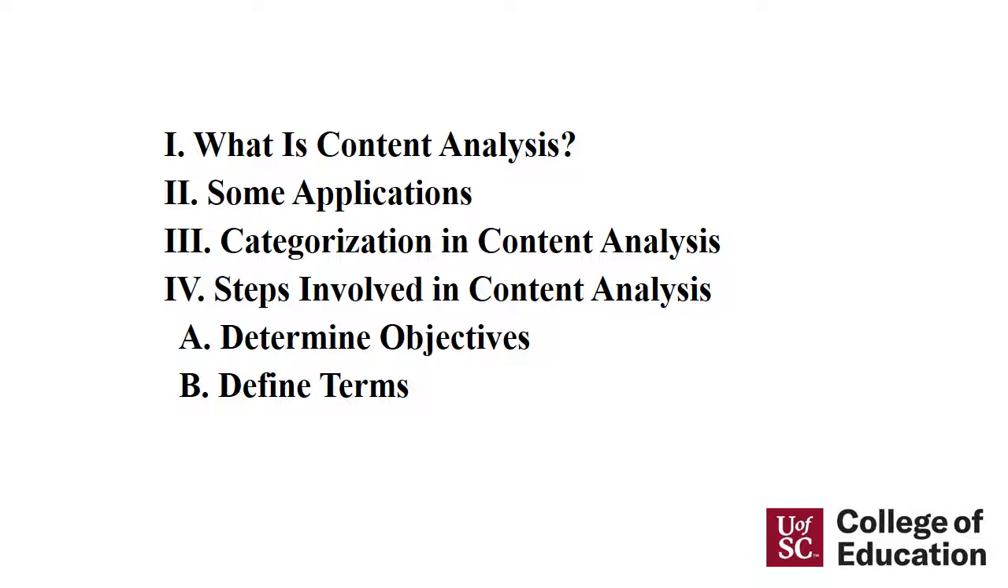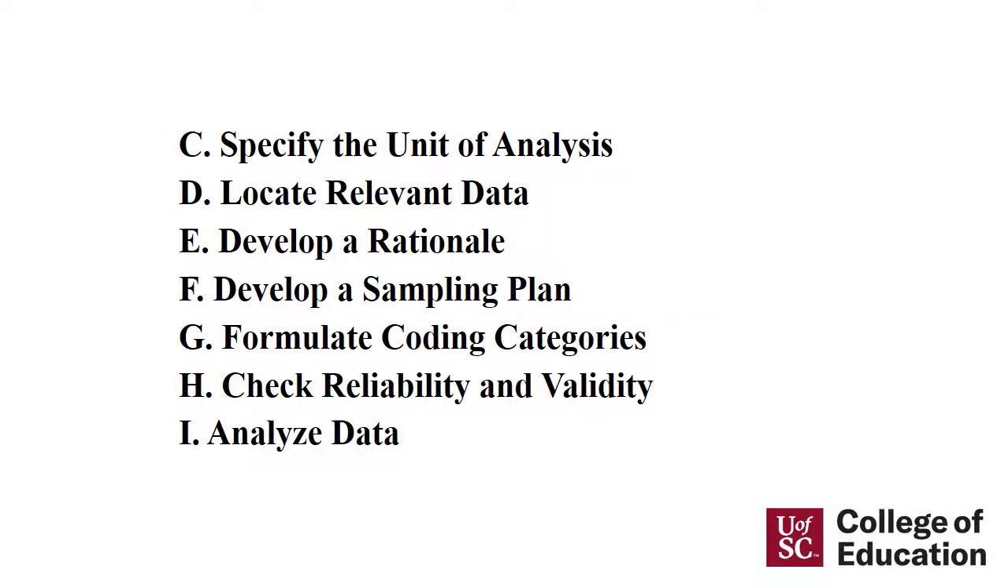4. Steps involved in content analysis. A. Determine objectives. In doing a content analysis, researchers should always develop a rationale, a conceptual link, to explain how the data to be collected are related to their objectives. B. Define terms. Important terms should at some point be defined. C. Specify the unit of analysis. The unit of analysis, what specifically is to be analyzed, should be specified before the researcher begins an analysis.